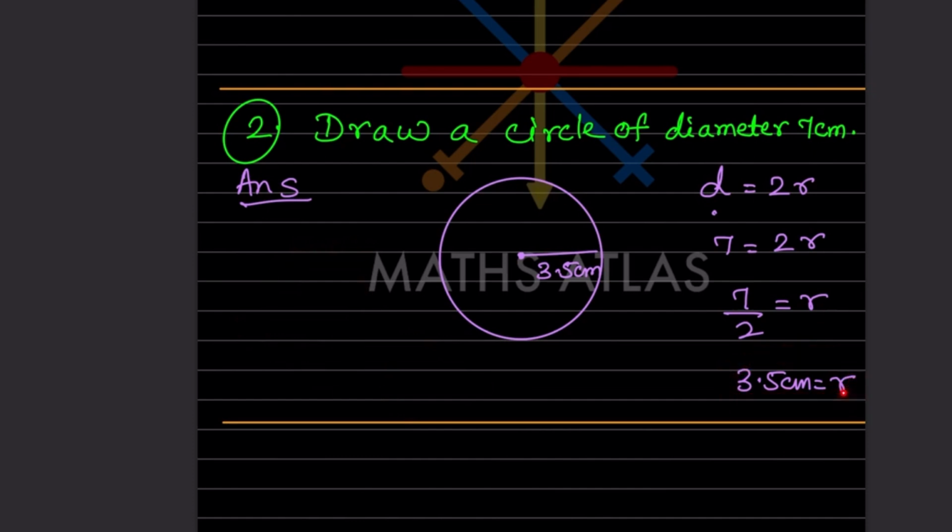So once you get the radius 3.5, you will again take the scale. You will see where the 3.5 is. So in between 3 and 4. So that will be 3.5. Then you will keep the compass point over here and the other point over here, and you are going to draw a circle of 3.5.